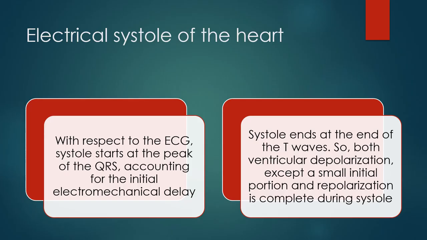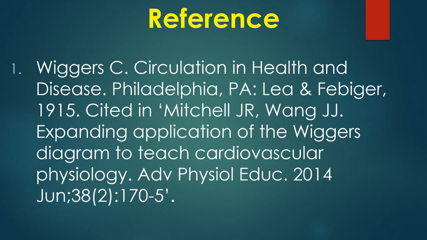Electrical systole of the heart. With respect to the ECG, systole starts at the peak of the QRS, accounting for the initial electromechanical delay. Systole ends at the end of the T waves, so both ventricular depolarization, except a small initial portion, and repolarization is complete during systole. Here is the reference on Vickers diagram.